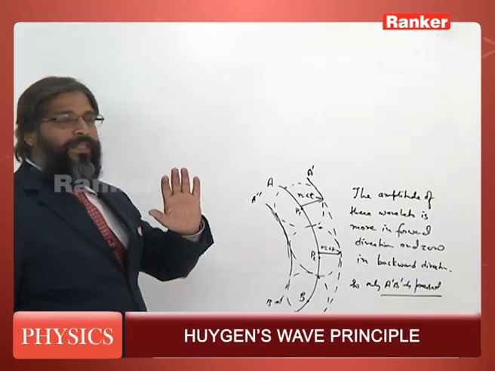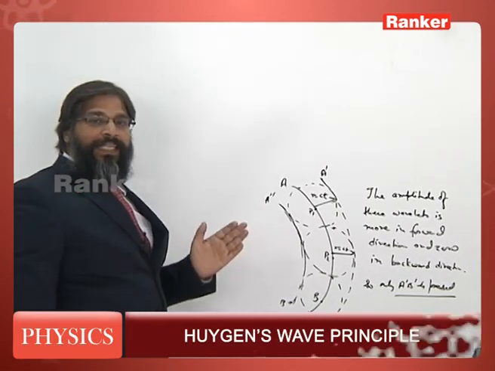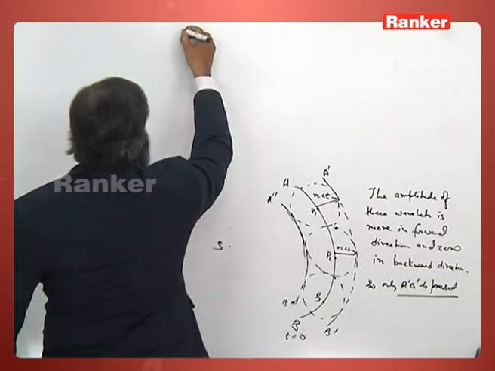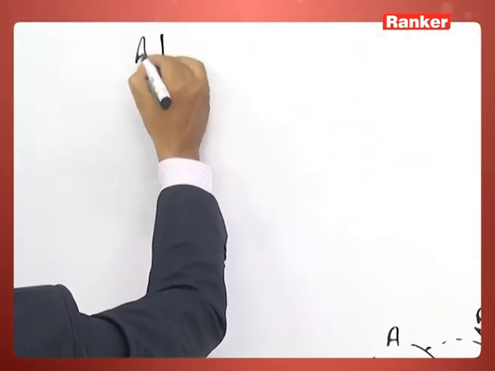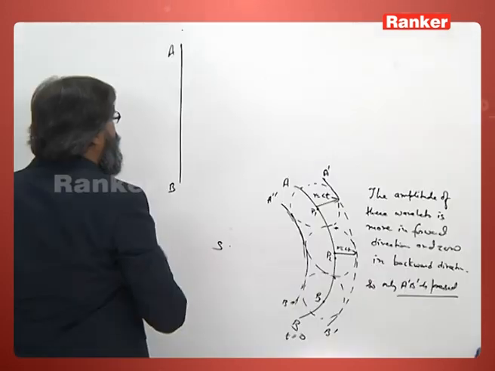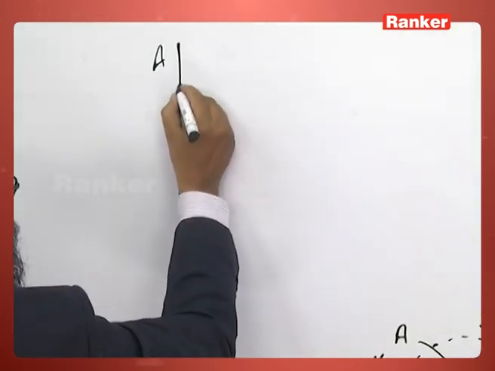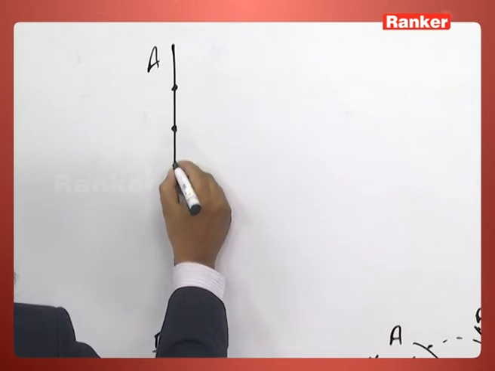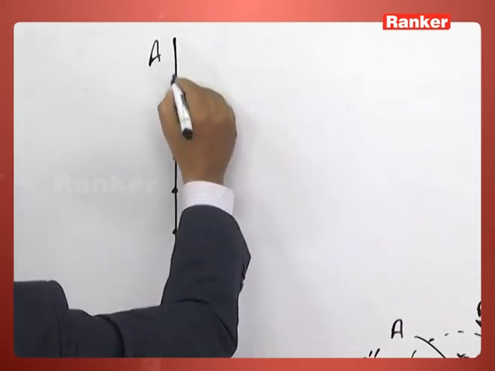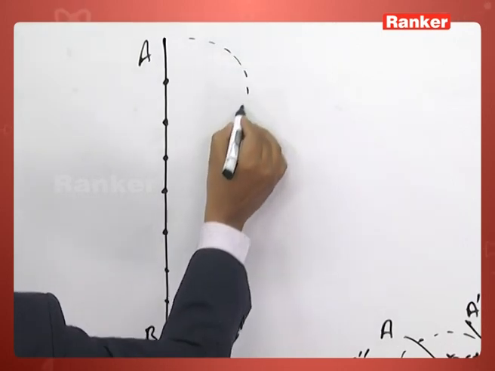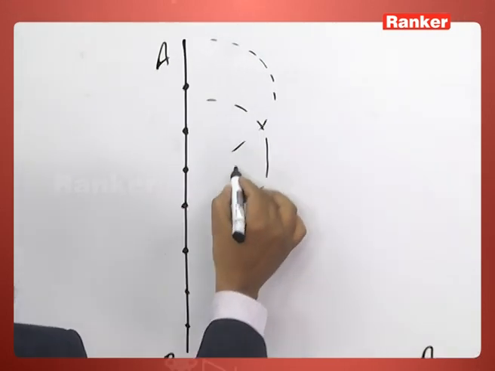Now suppose my wavefront at any time is a planar wavefront. This is AB as the planar wavefront, and there are many points which act as secondary sources here. So they emanate wavelets.